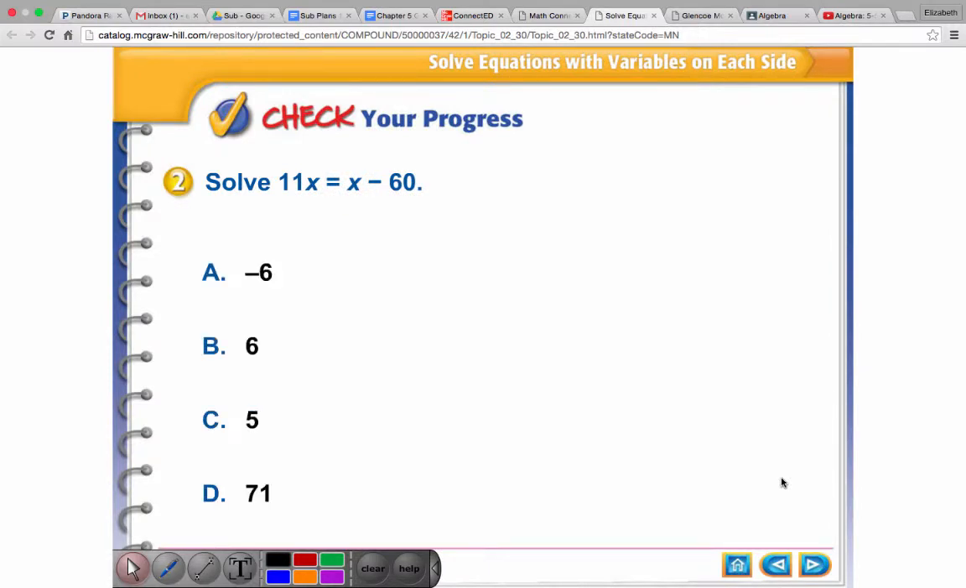Alright, so if we look at this, we have 11x equals x minus 60. We have to get all of our x's on one side. So I'm going to subtract x from both sides. If I subtract x from both sides, I have 10x equals negative 60. 10x is the same as 10 times x, which means that in order to undo multiplication, I'm going to divide. So I have negative 60 divided by 10. So a negative number divided by a positive means I'm going to have a negative answer. And 60 divided by 10 is 6. So negative 6.